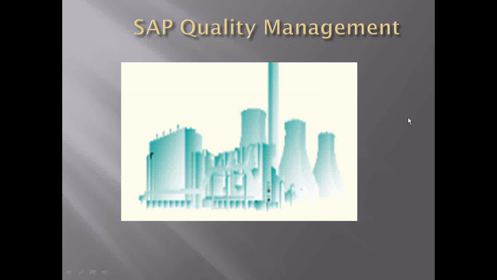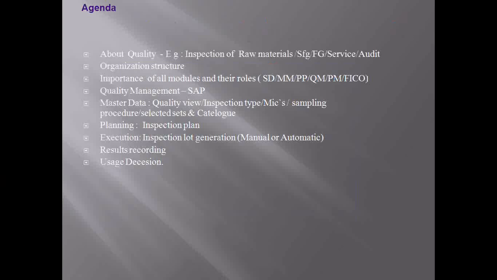The slide shows a manufacturing company symbol. Now a quality man is standing there. Now the agenda will be about quality, for example inspection of raw materials, SFG meaning semi-finished goods, FG meaning finished goods, service and audit.